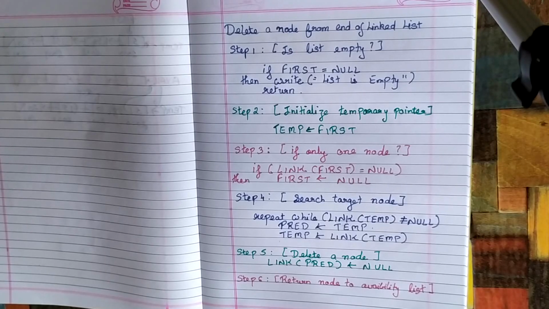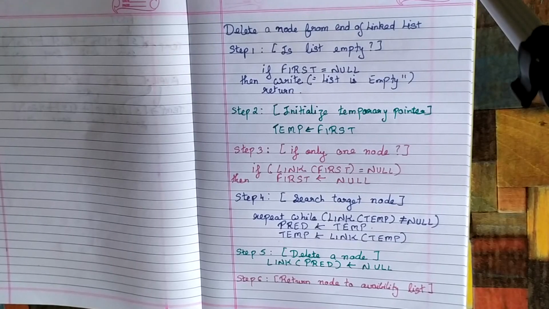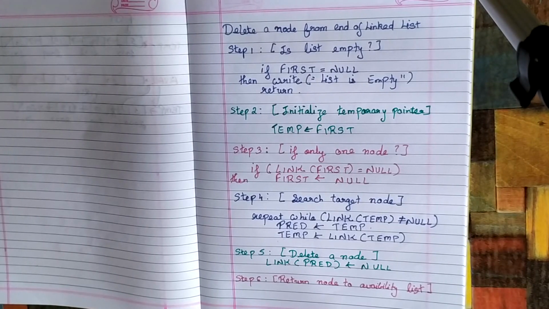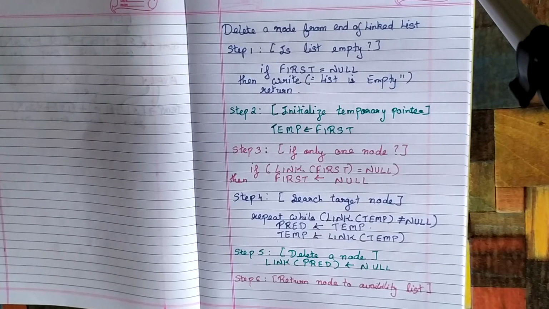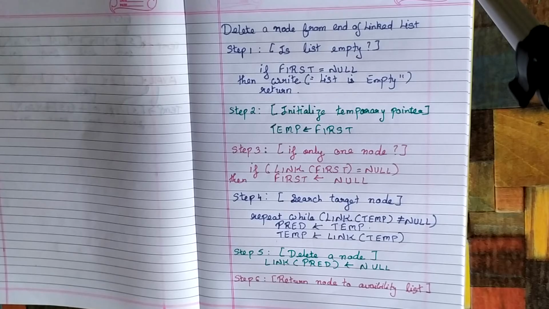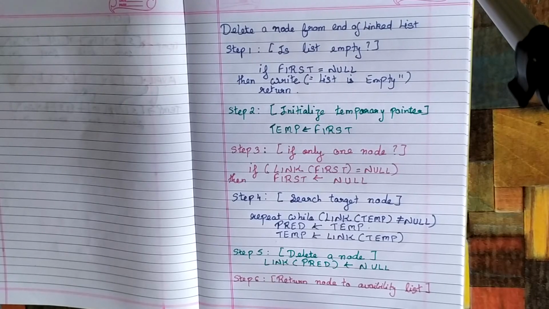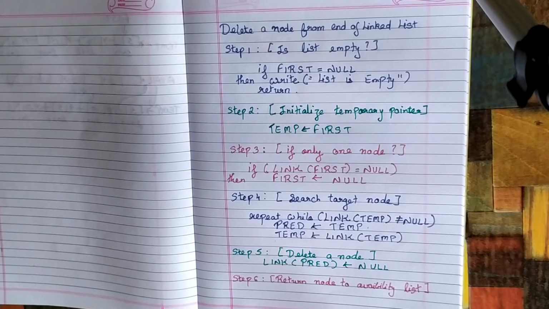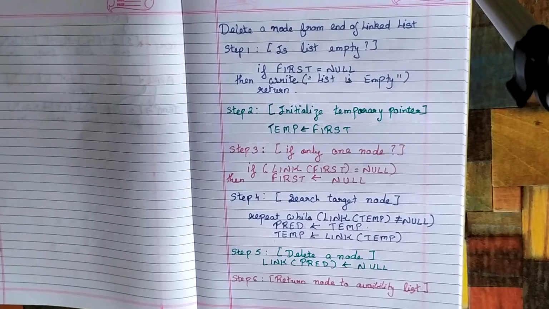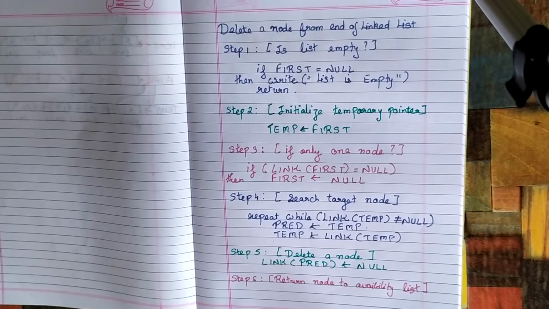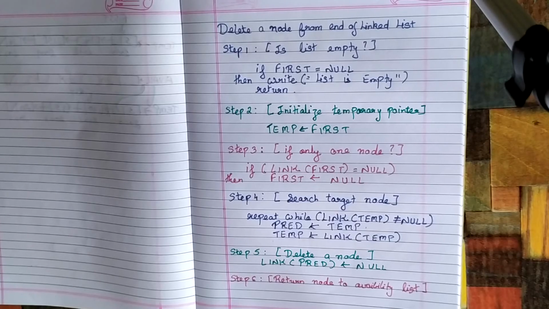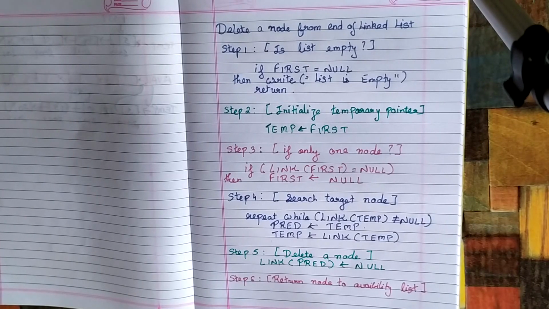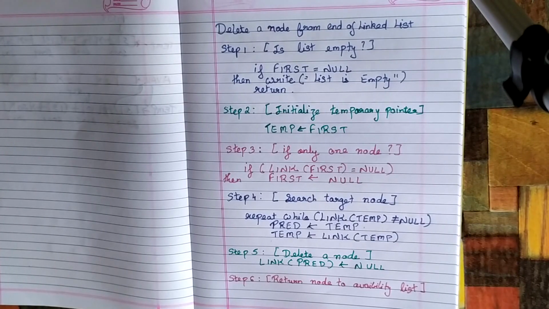Now step 3 is to check whether there is only one node in linked list or not. So you can check it by checking link of first node. If link of first is equal to null, then first is equal to null. That means that if the link part of first node is equal to null, that node is not pointing to any other node. That means you have only one node in linked list, and after deleting that node, now there are no node in linked list. So you have to set first pointer to null.